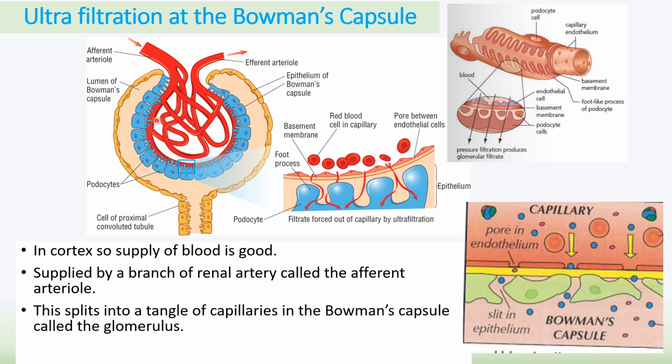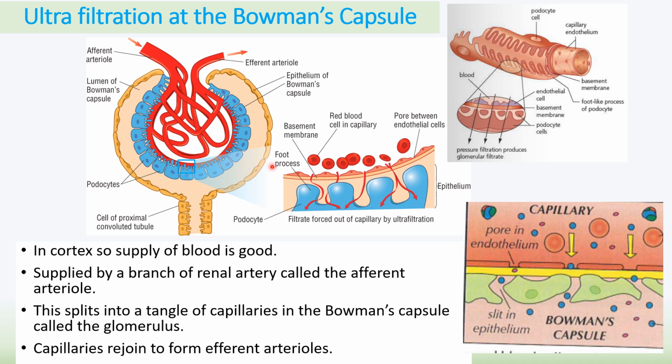This tangle of capillaries called the glomerulus is in the middle of this section here called the Bowman's capsule. And what happens is the blood materials are forced through these layers here, which allows them to be filtered. Now the filtering is controlled by the fact there are 3 distinct layers.